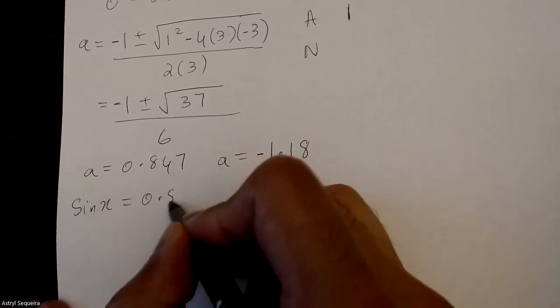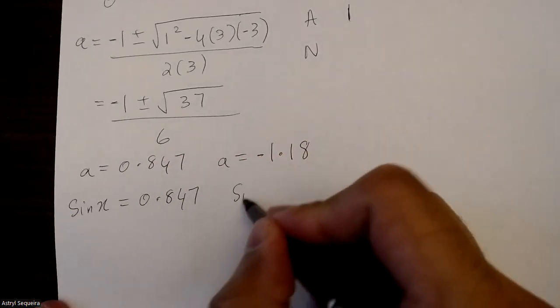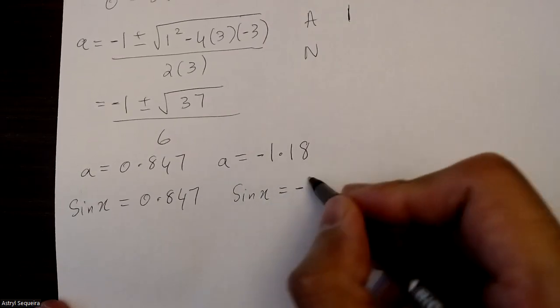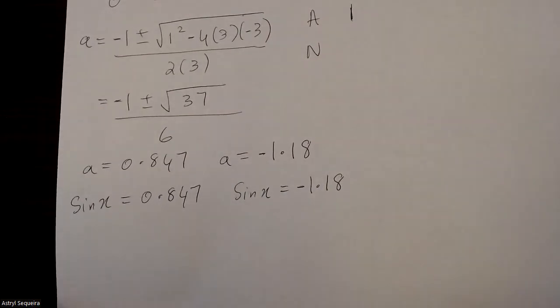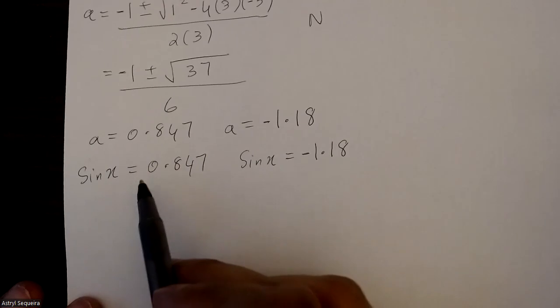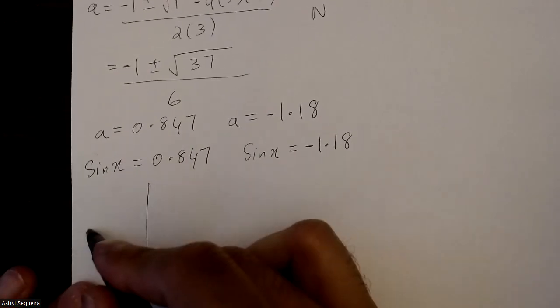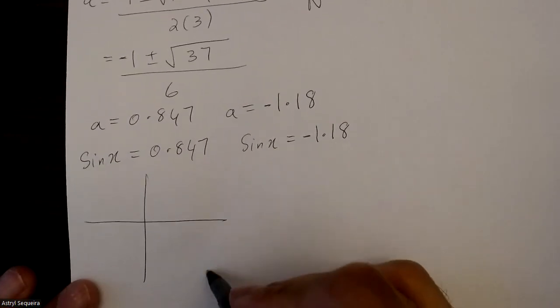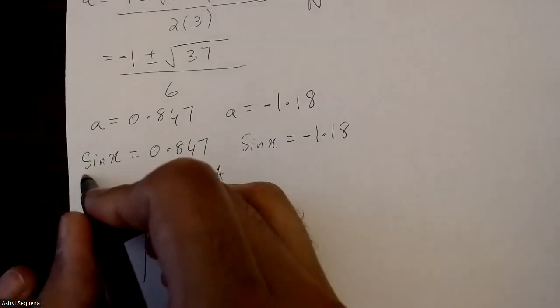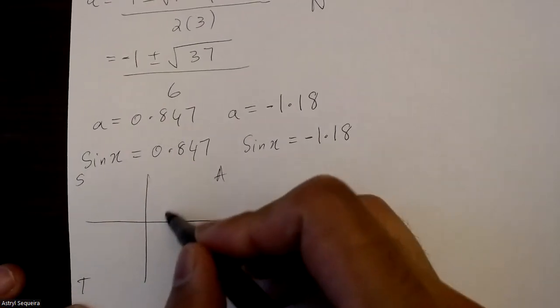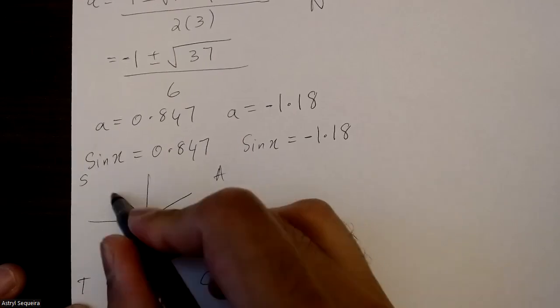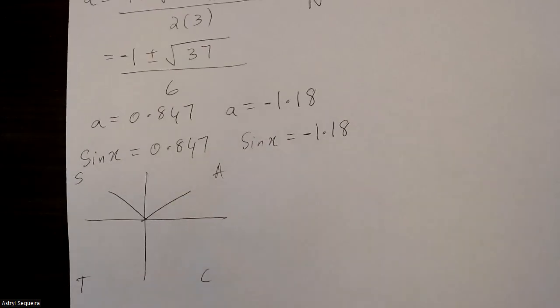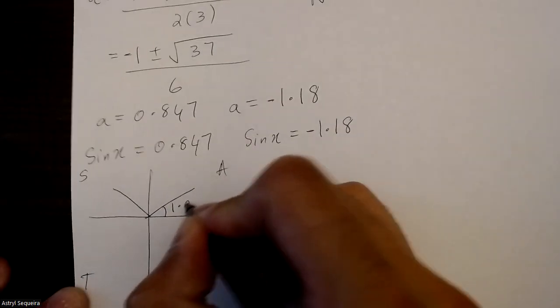So sine x equals 0.847 and sine x equals -1.18. I'm going to use my CAST rule to solve this. So sine is positive in my first two quadrants. I'll do the sine inverse of 0.847 to get my acute angle. So it's 1.01.